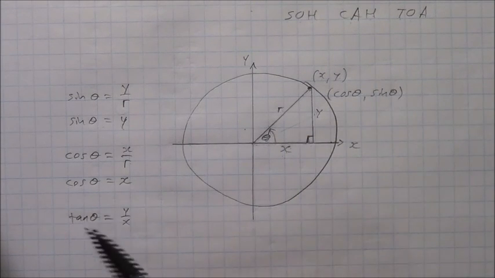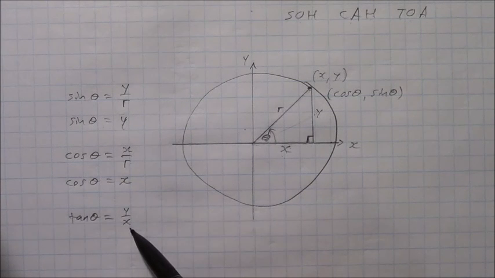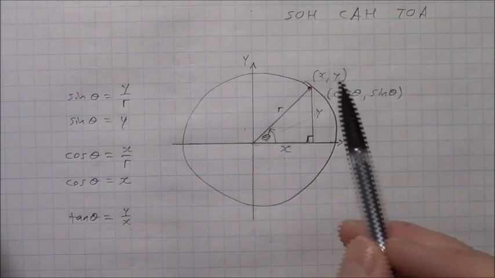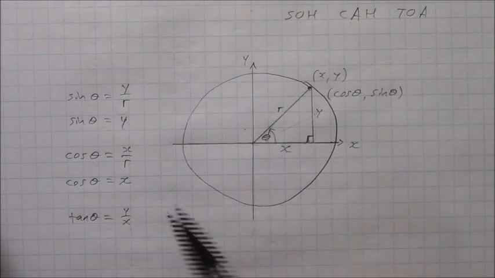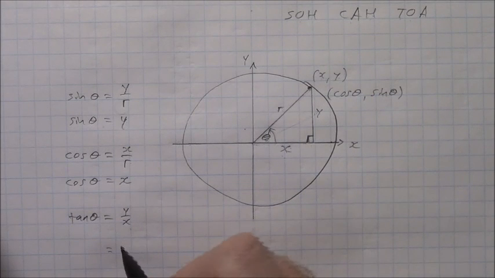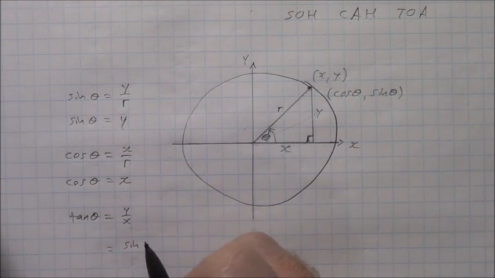And now we see over here that tangent theta equals y over x. Well, we know now that y equals sine theta and x equals cosine theta, so we can just substitute that into here. So therefore, tangent theta equals sine theta over cosine theta.